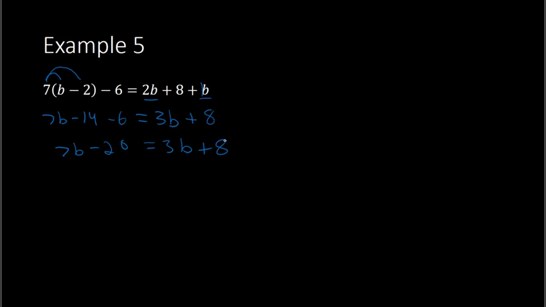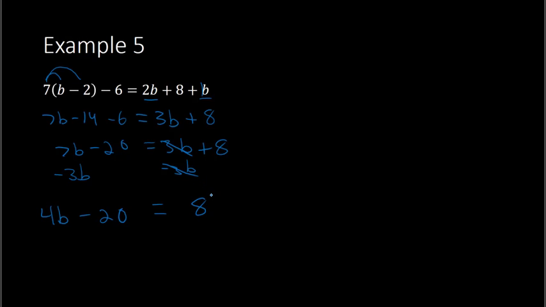Alright, so from here, I want to get the b's on the same side. So the easiest way would be to bring the 3b over to the left side with the 7b. So to do that, I can subtract 3b from both sides. On the right side, this would cancel. I'm left with an 8 over here. On the left side, I have 7b's minus 3b's, which gives me 4b's. And then also the minus 20.